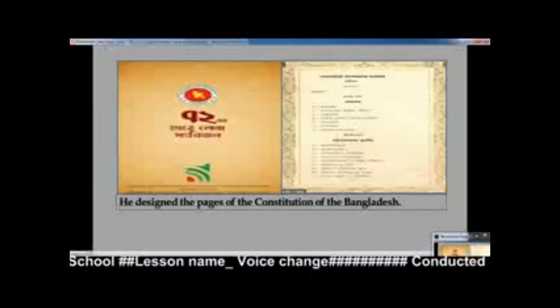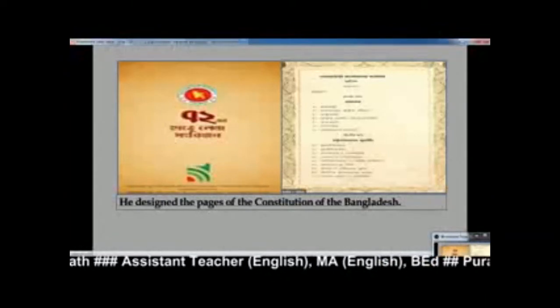He designed the pages of the Constitution of Bangladesh. He designed the pages. Then in 1972, our Constitution was prepared, and the pages of the Constitution were designed by Zainul Abidin.